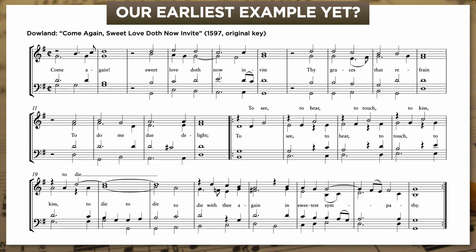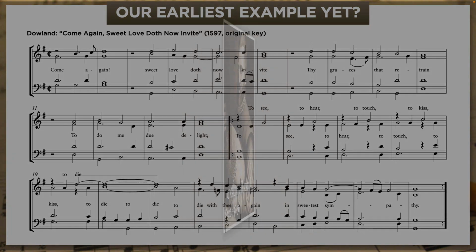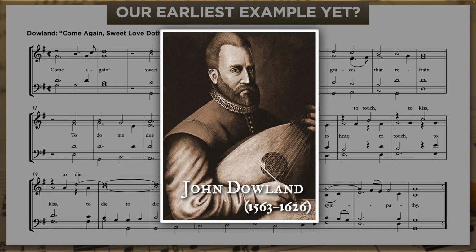It's from the late 1500s, so a good 2 centuries before Beethoven, and it's a madrigal by the English Renaissance composer John Dowland. It's called Come Again, Sweet Love, and as I play you the first stanza, I want you to just listen for a sequence that goes up.